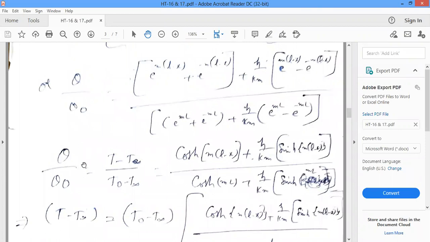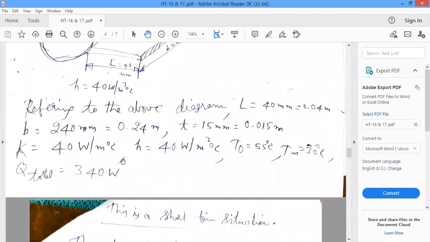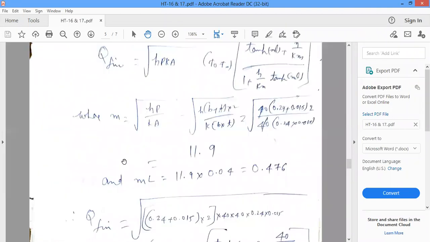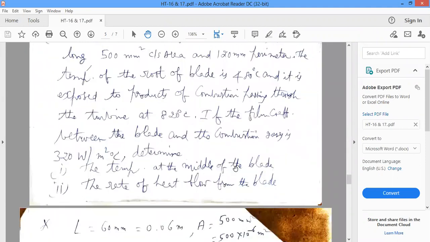For calculation of temperature at the middle, temperature at X is equal to L by 2. That is at the middle of the blade. If L is the length of the blade, you have to calculate temperature at the middle of the blade, that is at X is equal to L by 2.